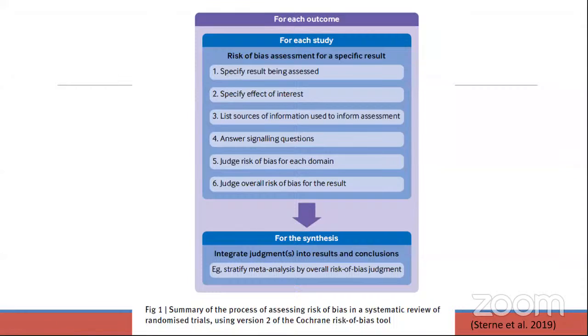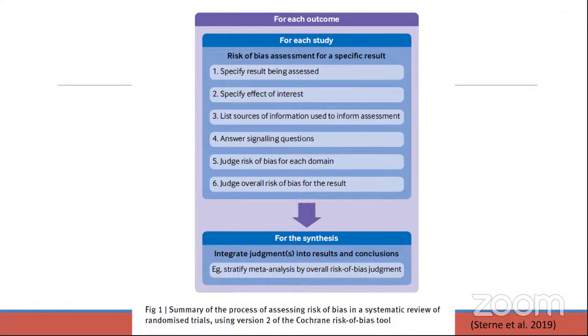The first one is specifying the result being assessed. For example, you are looking at risk ratio or mean change scores or mean difference between the groups. You need to mention that. And also you can refer to the table or figure where you're going to retrieve the data from. Then specify the effect of interest, whether you're going to look at intention to treat analysis or per protocol analysis.